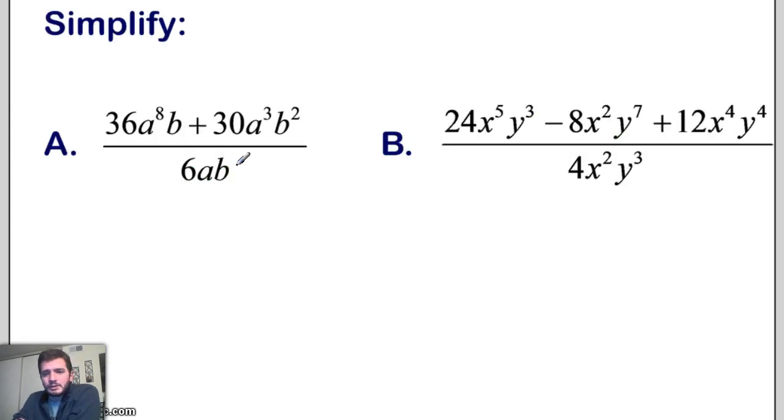These are just a couple more examples. First group here, 36 divided by 6 is 6. a to the 8th divided by a is a to the 7th. And b divided by b just cancels. Again, it just cancels with this term, so the b is still here. I'm just not going to write it. Plus 30 divided by 6 is 5. a cubed divided by a is a squared, and b squared divided by b is just b.